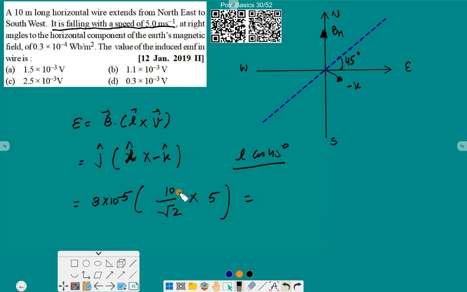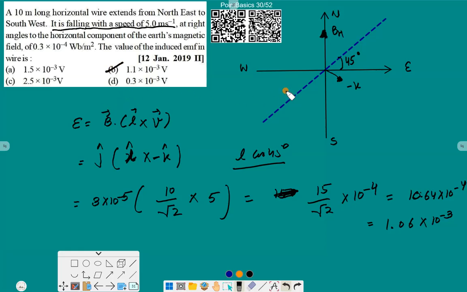So this will be 5 into 3, 15 by root 2 into 10 raised to power minus 4. And solving this, we can write it like 10.64 into 10 raised to power minus 4, and that will be 1.06 into 10 to the power minus 3. So the answer which closely resembles that is option B.